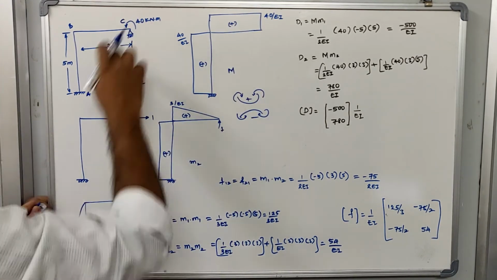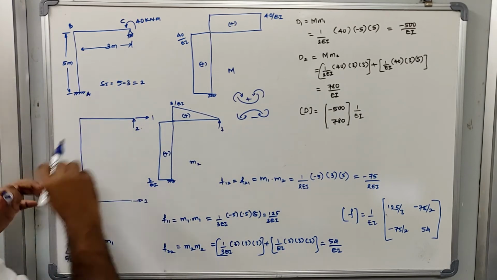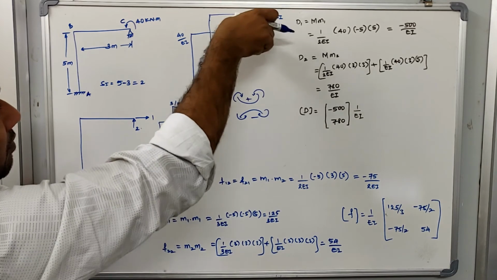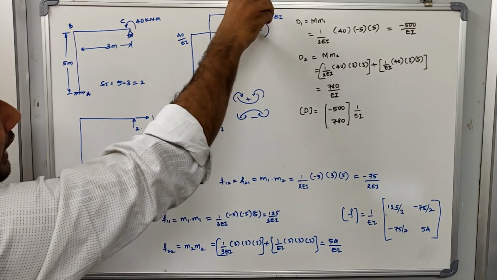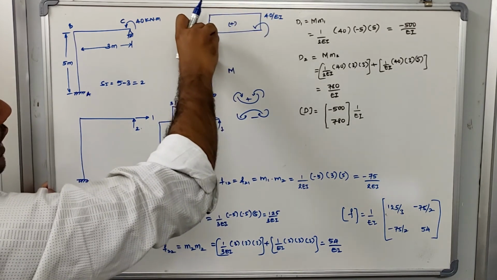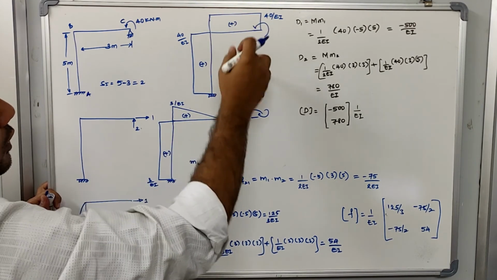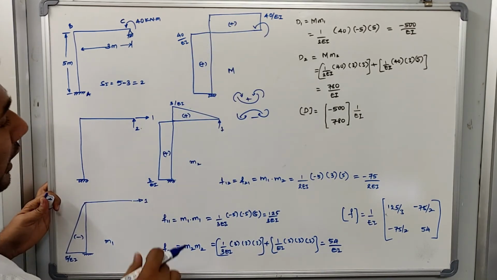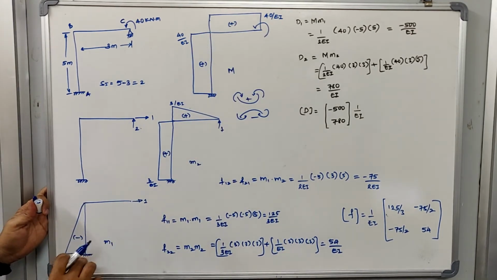When it is subjected to the 40 kilonewton load, the load is applied like this. Because of that, this member will be in a sagging condition. So this will be sagging in nature. Similarly, the sagging will continue for the column also. That's why these two bending moment diagrams are positive in nature. Now let us go to this beam.